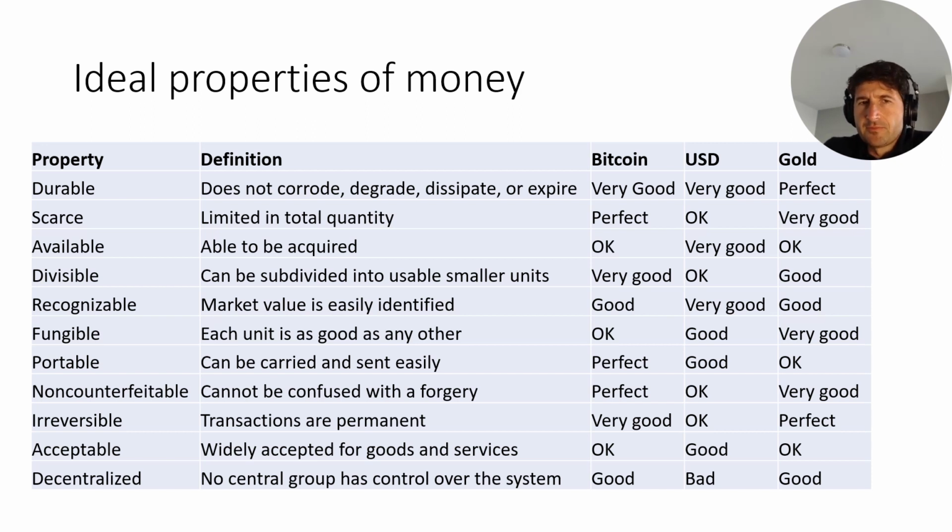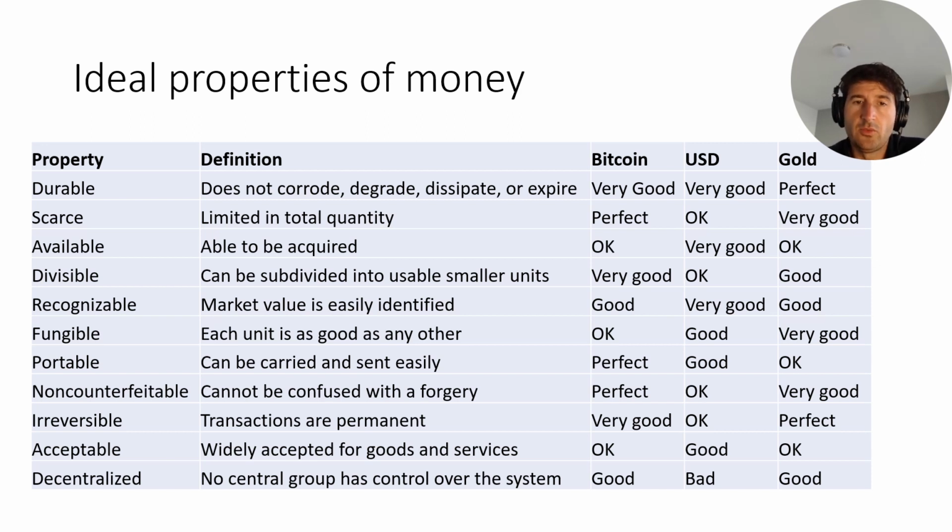You also want something that's divisible, right? You can't use rare artwork as money because you can't just cut off a piece of a valuable painting in order to make a smaller payment. Also recognizable. You want people to be able to quickly identify the actual market value of it instead of having to assess it or weigh it or auction it.